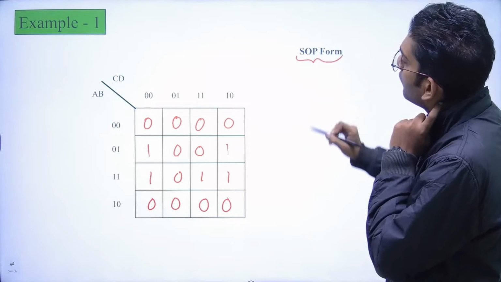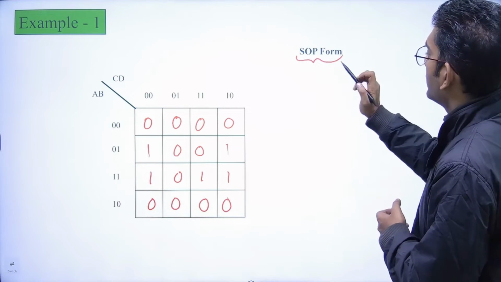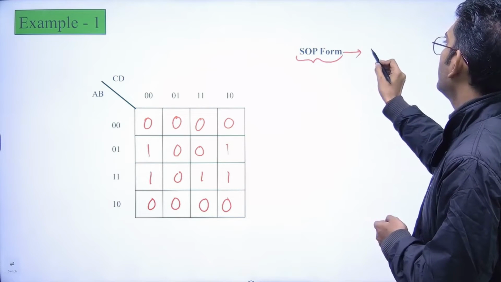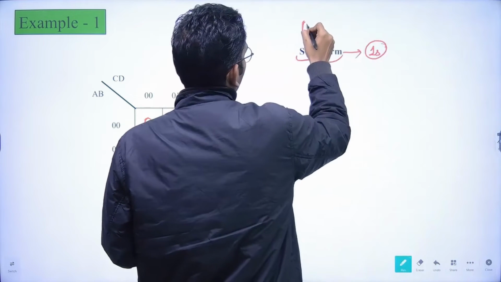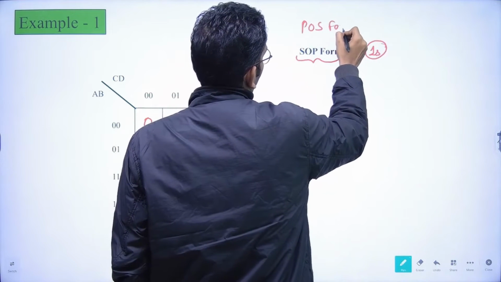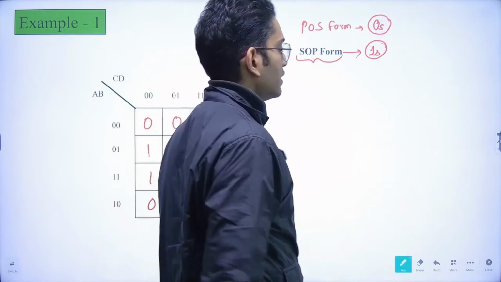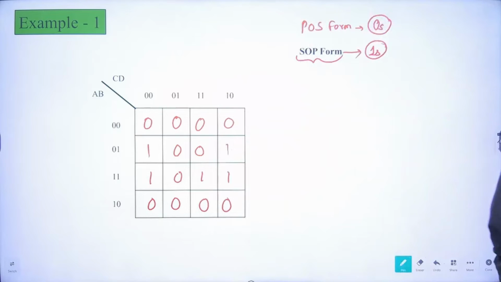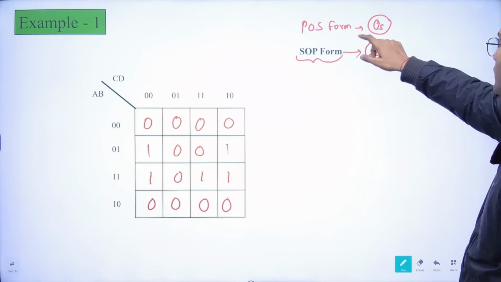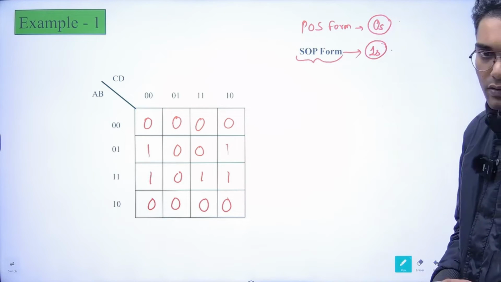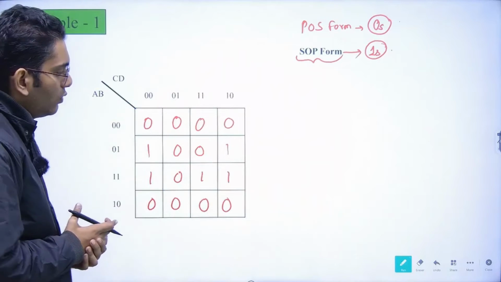So for solving the K-map, if we have to write the equation in the SOP format, we will take into consideration the ones. If we have to write the expression in the POS form, then we would take into consideration the zeros. So what will we do with these ones and zeros?